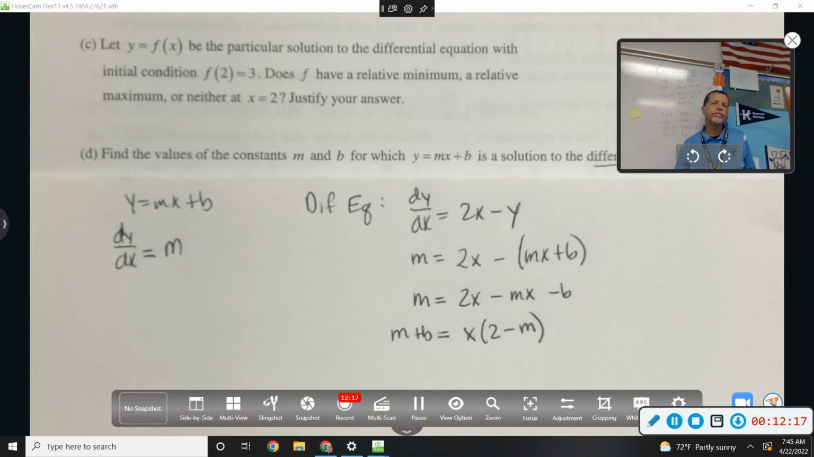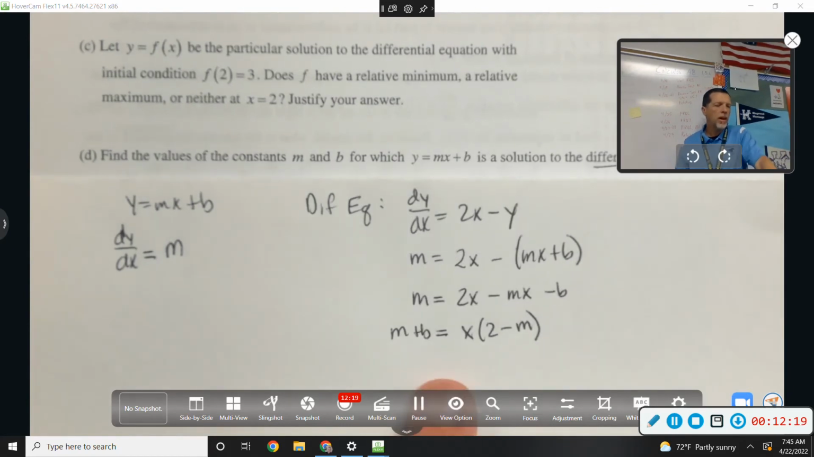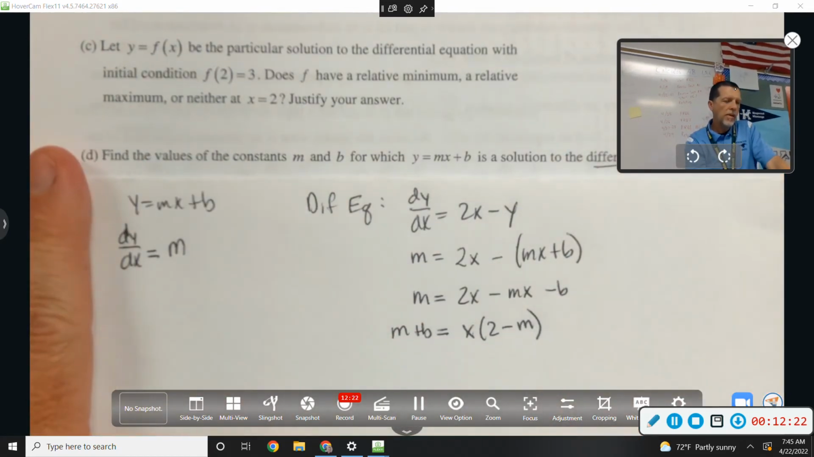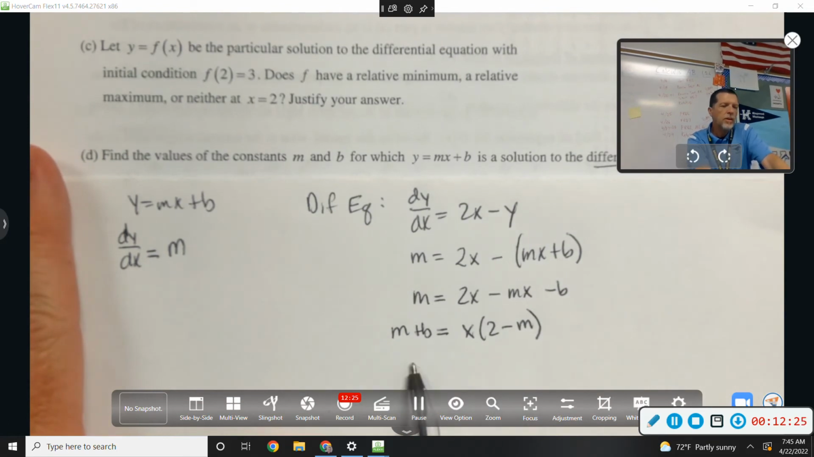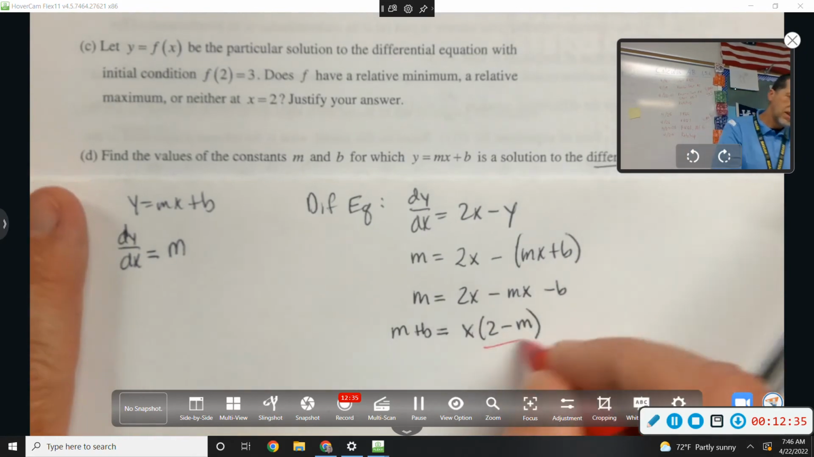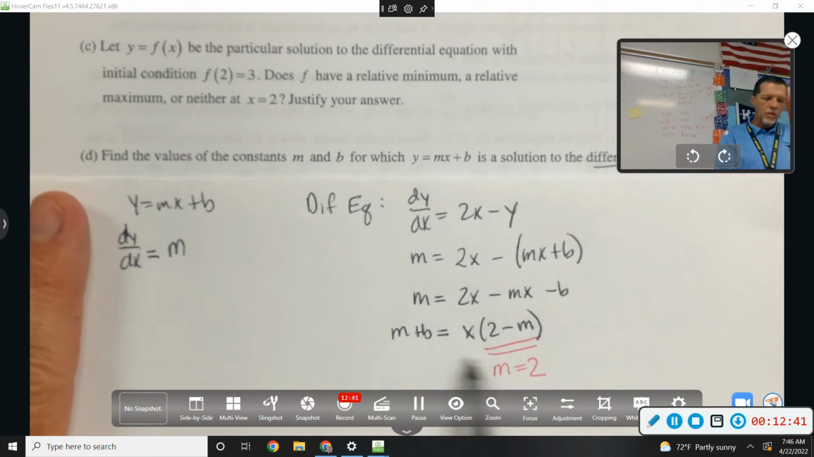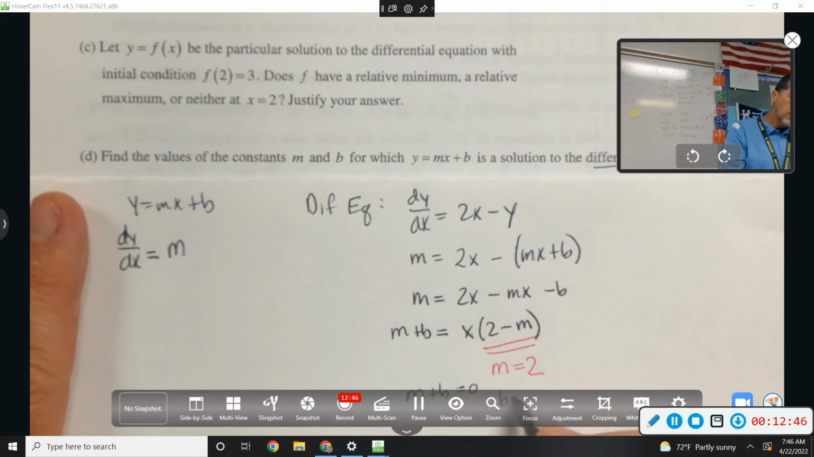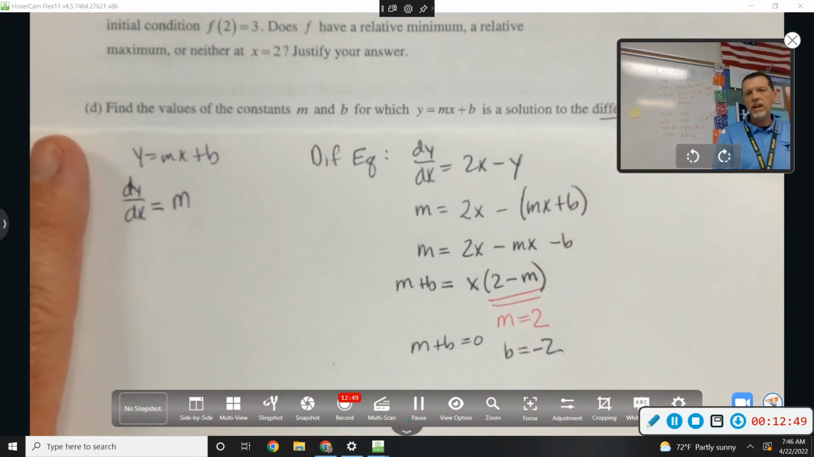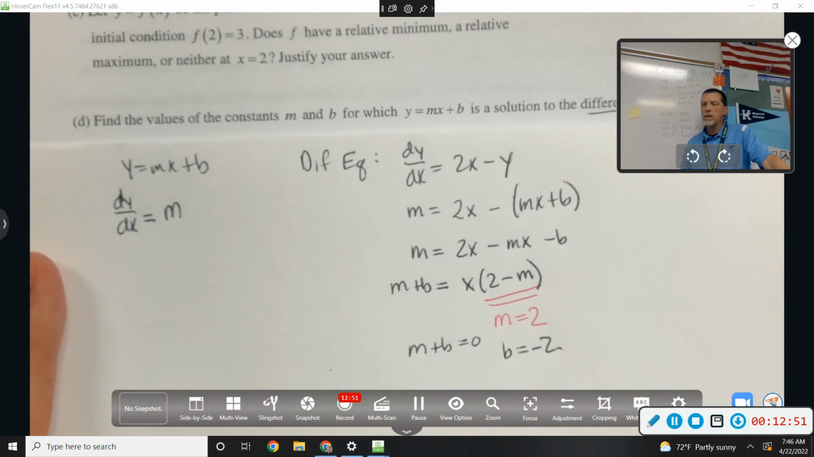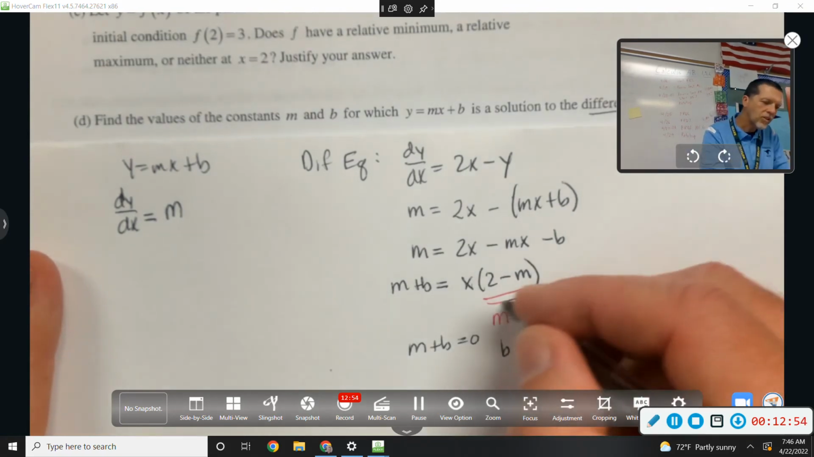So if I want to get this to 0 equals 0, that way it won't matter what x is, what would m need to be? This is tricky. If m is 2, then that wipes this side out. And that would mean m plus b equals 0. So b would need to be negative 2. So I think that's right.